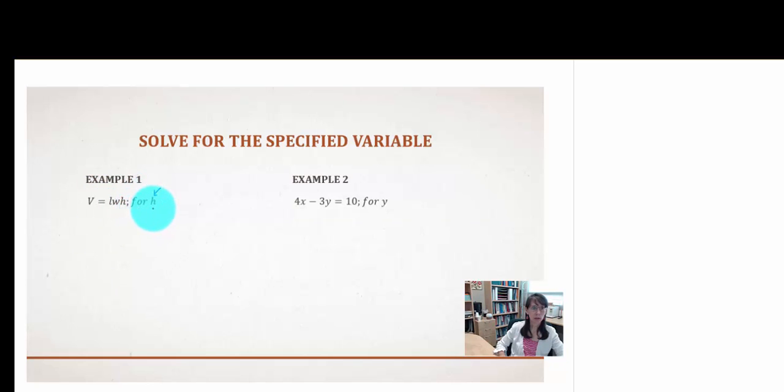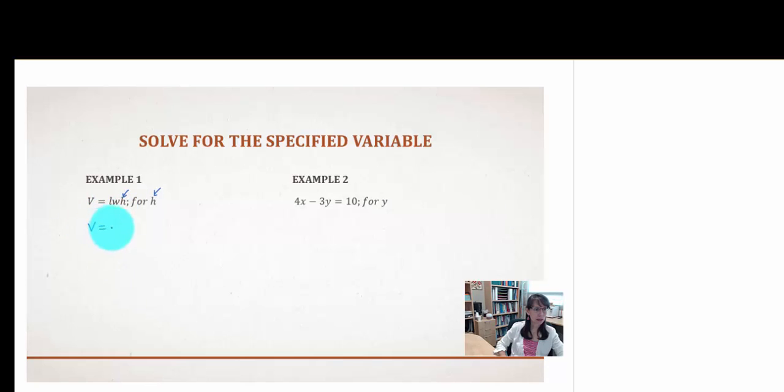So in order to do this, we are thinking about the properties of equality that we talked about in our last video. So think about how height is being connected to the other variables, L and W. If they're all written in a row this way with no symbols in between, that means they are all being multiplied together. So to undo multiplication, we're going to divide.